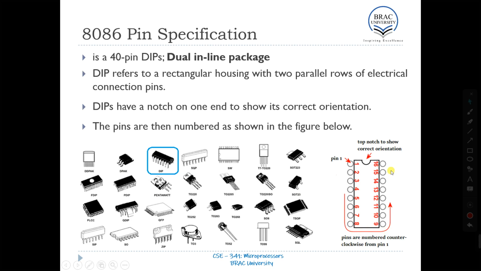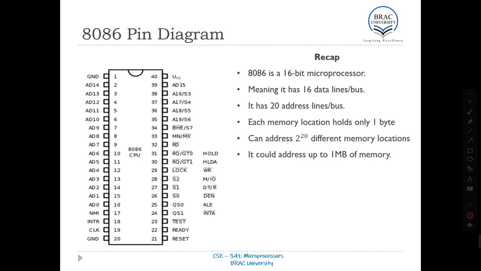8086 is numbered in a similar fashion. 8086 has 40 pins, and you can see that the pins are numbered in that nature. So on the left side, we have pins 1 to 20 from top to bottom. And then on the right side, we have pins 21 to 40 from the bottom to the top.